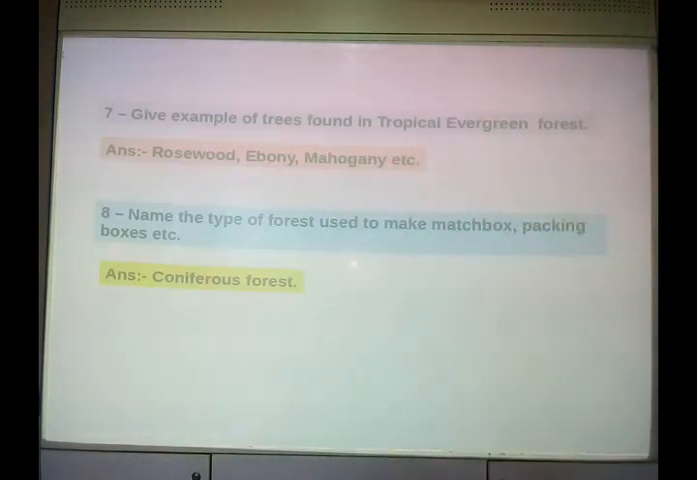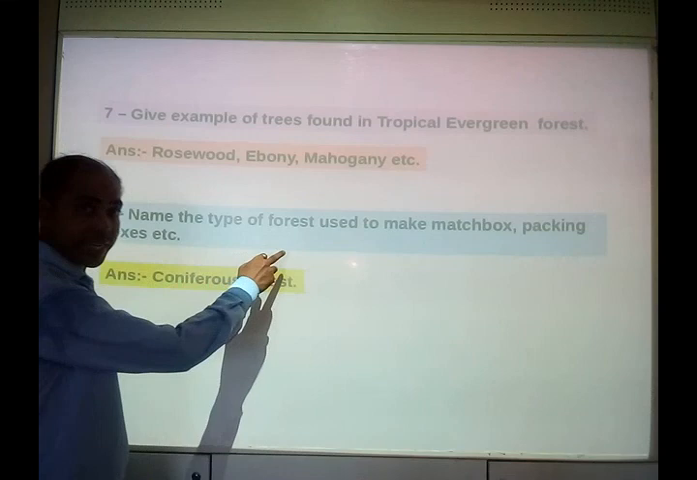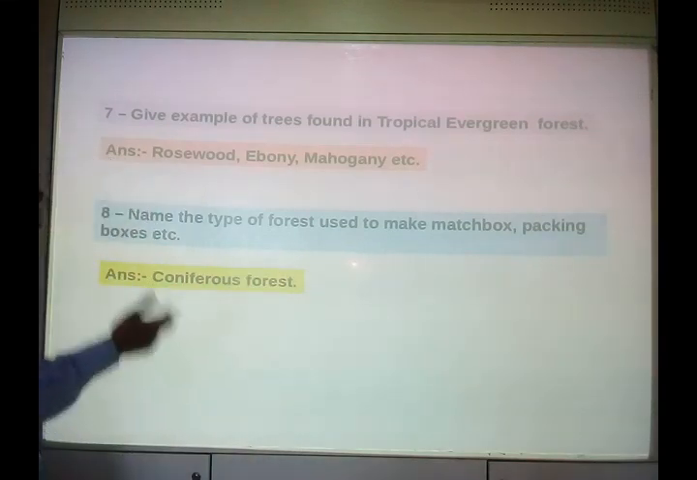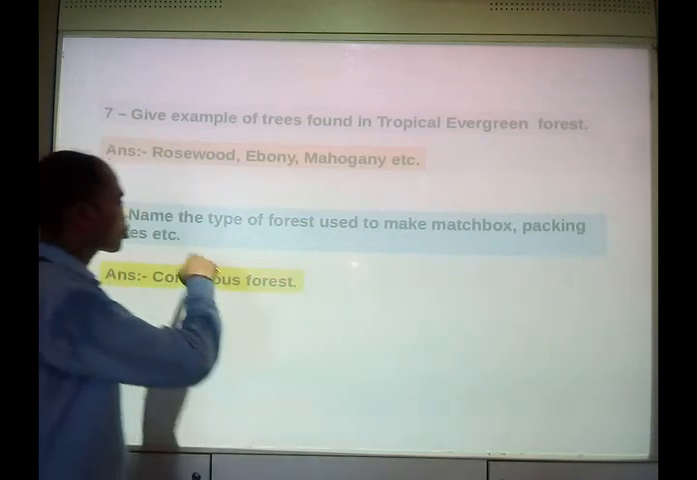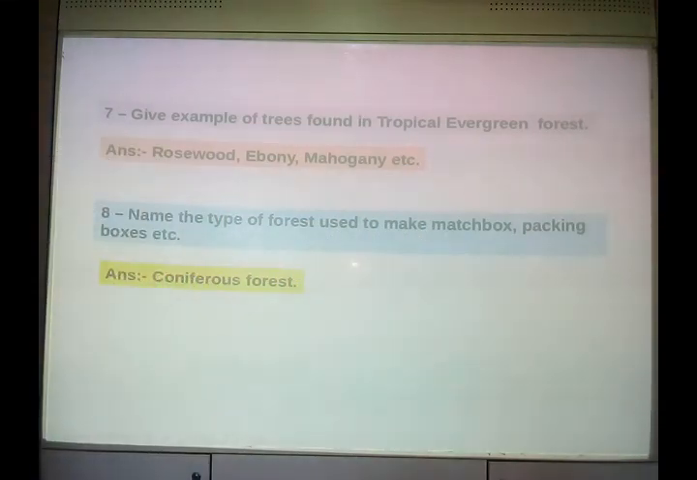Moreover, economically valuable trees are also found in coniferous forest. I have already discussed this in the uses of coniferous forest, which you might have understood. So it is the coniferous forest from where we get the pulp for making paper as well as for making matchboxes and packing boxes. That's why coniferous forests are very valuable and very useful.